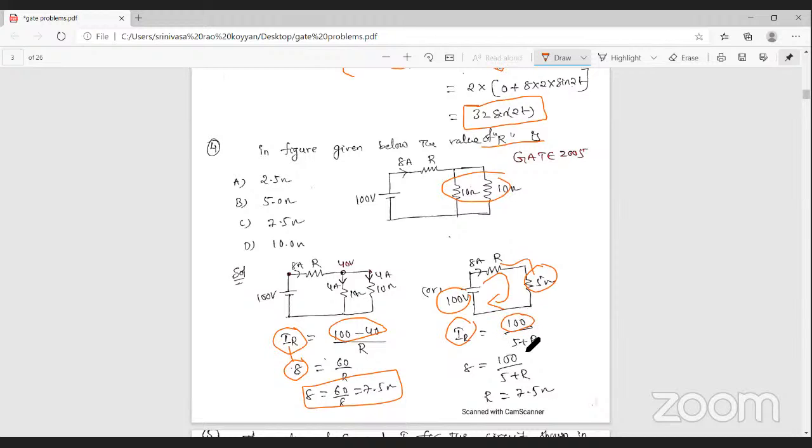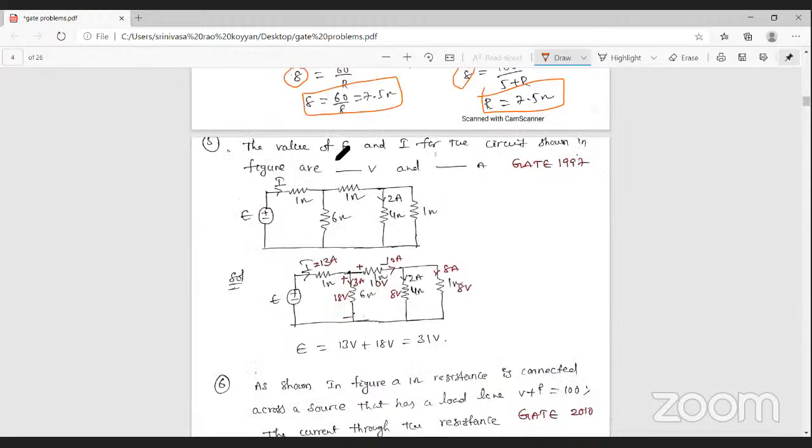Total voltage is 100. Then you can find the resistance current. Here the resistance current of 8 amperes is given, so substitute 8 amperes here. Then you can find the resistance value, that is 7.5. That is option C. It is the 2005 basic question. Okay. The next problem, number 5.